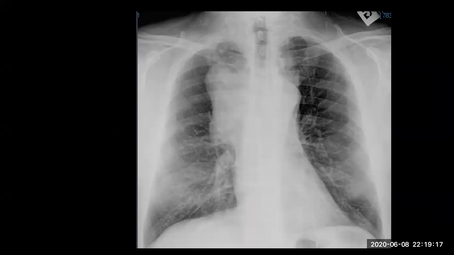And if you want to check whether there are reticular changes or not, you should see what? You should see the outer 1/3 of the chest. The outer 1/3 of the chest should be free of markings. Here, is it free of markings or not? Here the outer 1/3 is free of markings. So these are not reticular changes. Okay?